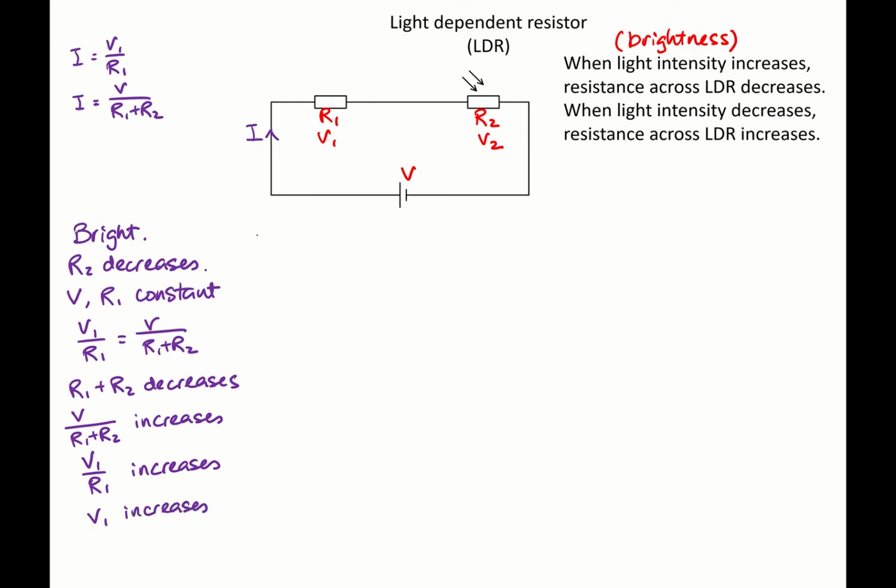And we know that V equals V1 plus V2. And V is a constant. So if V1 increases, that means V2 decreases. And there we have it. When it's bright, this is what happens to R2, and this is what happens to V1 and V2.